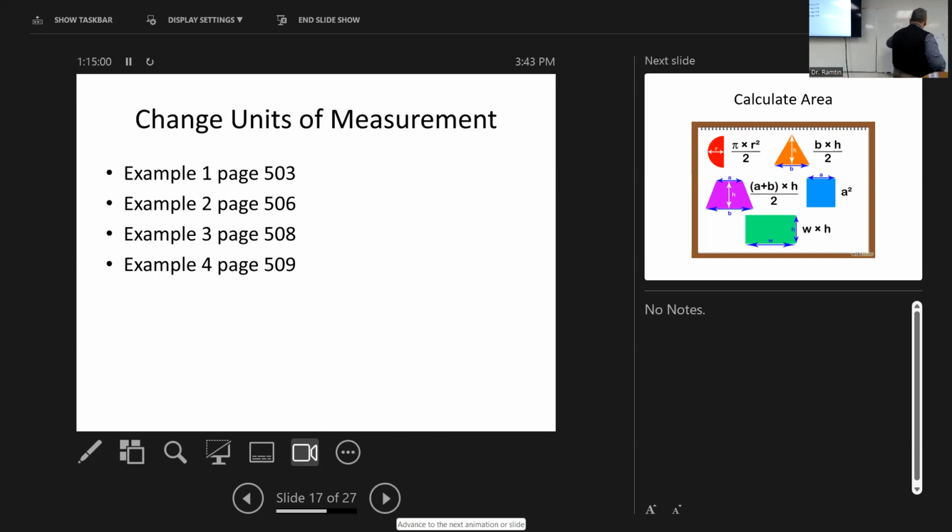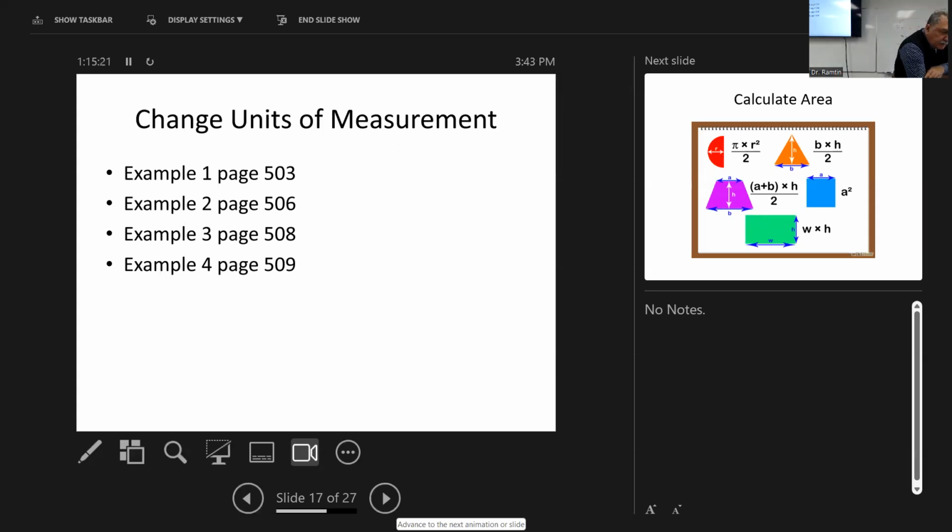So the key is this: you want to convert from inches to feet. You find a relationship between 1 foot and inches. The inch has to go in the denominator, so it will cancel out with this.